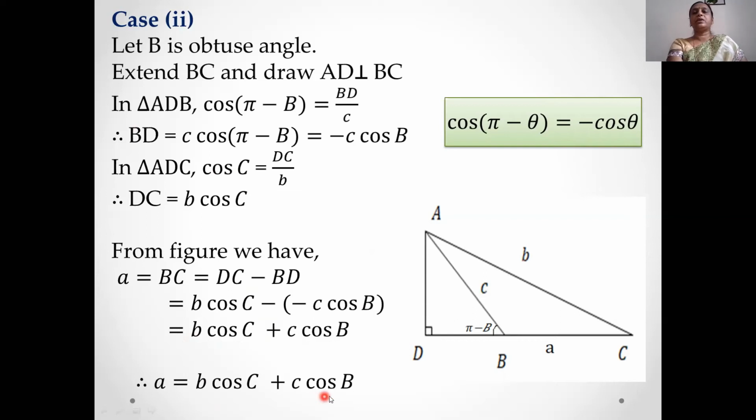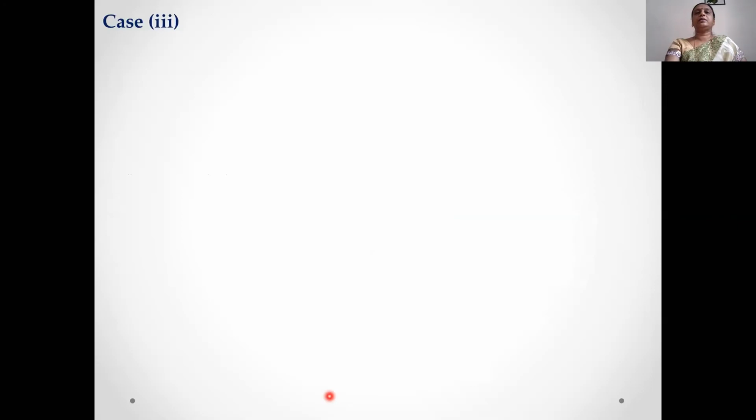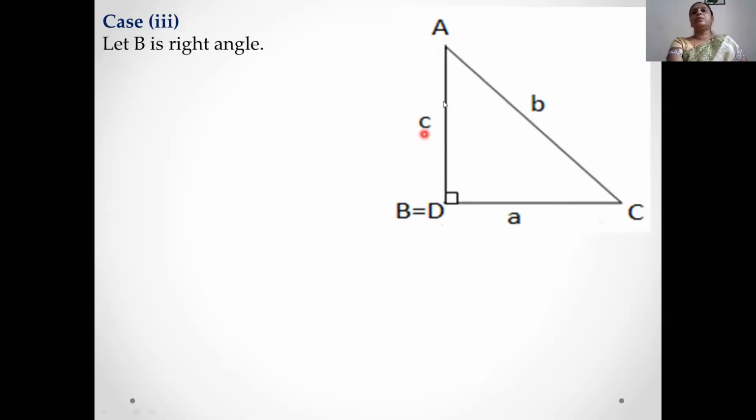See, in the first case, we have considered B and C acute. In the second case, we have considered B as an obtuse angle. Now, let's see the third case. In the third case, suppose B is a right angle. Now, in the triangle, consider B is a right angle. Again, if I draw the perpendicular AD on BC, then B and D are coinciding points. It means AD and AB are the same, and point B and point D coincide with each other.